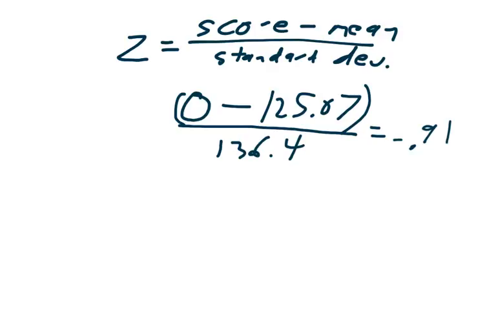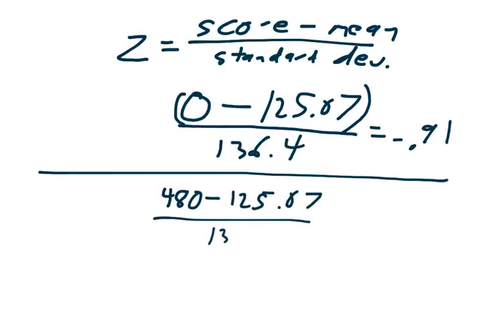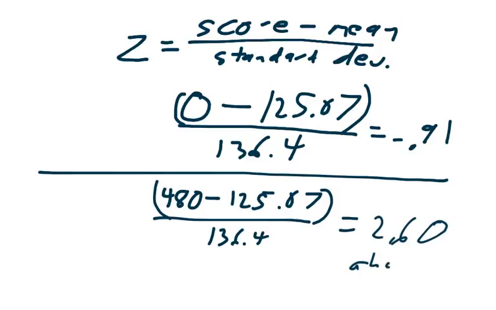What is the z-score for 480? 480 minus 125.07 divided by 136.4 equals 2.60, which means that this one is 2.6 above because it's positive. The negative from part A means it's obviously below.